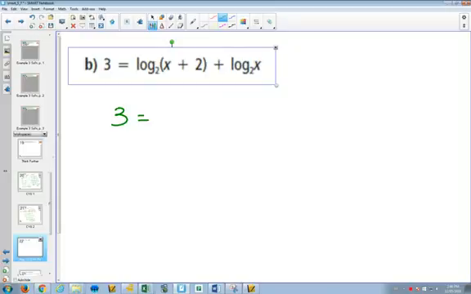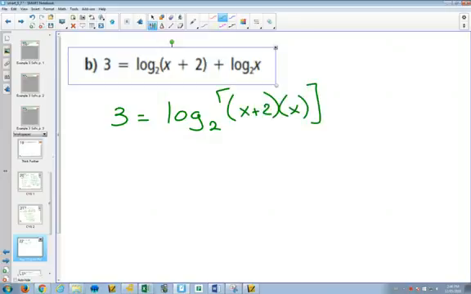Since the logs are the same base, you can put them together. So your log laws only work if the bases are the same, but these both have a base of 2. And we're adding, so I can put them together by multiplying.